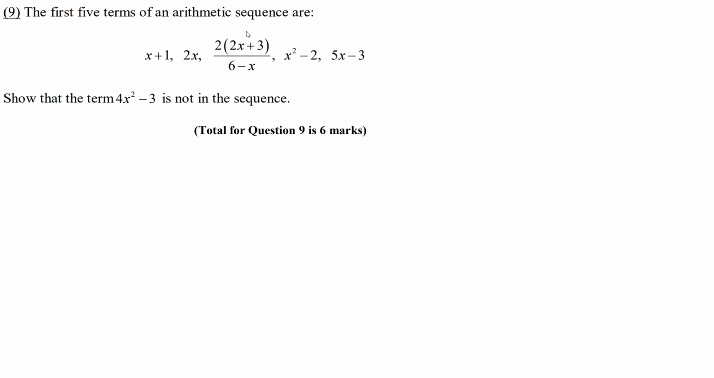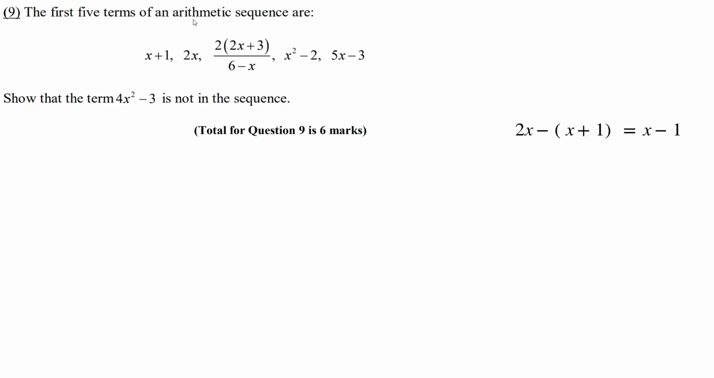First 5 terms of an arithmetic sequence are this. Show that 4x squared minus 3 is not in the sequence. So in an arithmetic sequence, you're going to be adding by the same amount each time. So we can just say, oh, well, 2x minus (x plus 1) is x minus 1. So we're saying that the common difference is x minus 1. So to get from here to here is x minus 1.